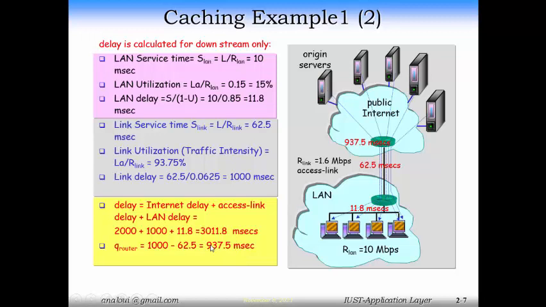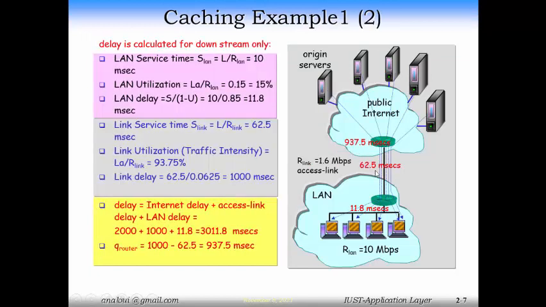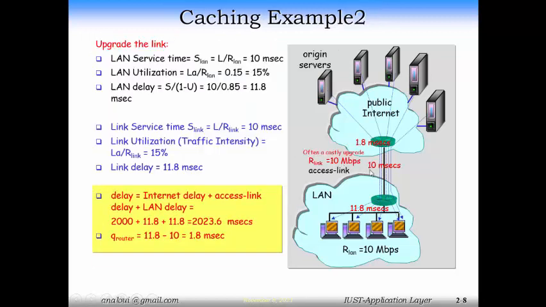The responses stand in a queue for a long time. Okay, let me upgrade the access link. In the first scenario, the bandwidth of my link was 1.6 megabit per second, and now I'm upgrading it to 10 megabit per second. And again, I'm trying to calculate the service time, utilization and delay.